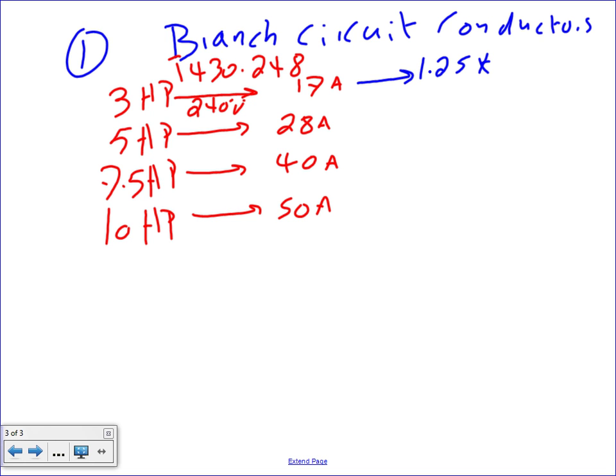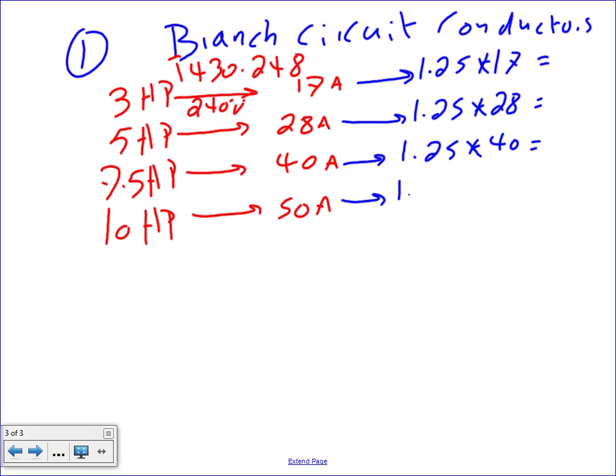Okay, second thing you need to do: for this one, you're going to take 1.25 multiplied by 17. And then this one, 1.25 times 28. I'm doing all of them together at the same time. 1.25 times 40, and 1.25 times 50. Do I have a calculator handy? Or should I use my calculator today? Mental exercise.